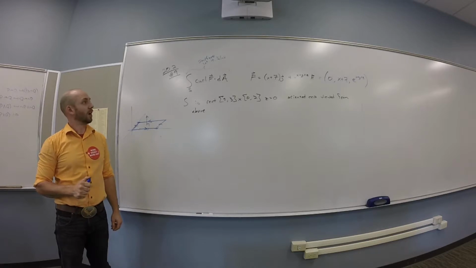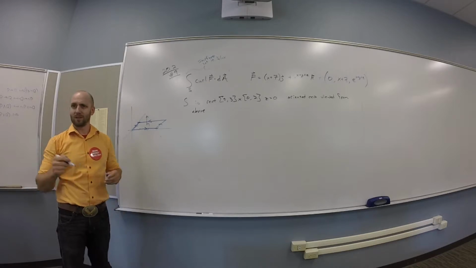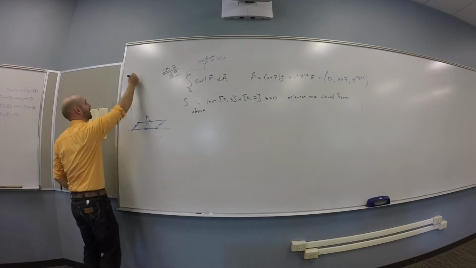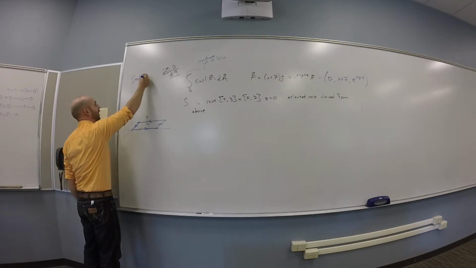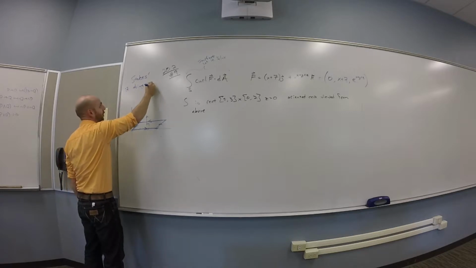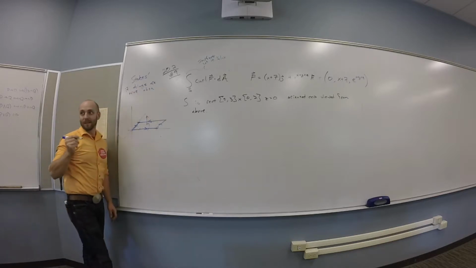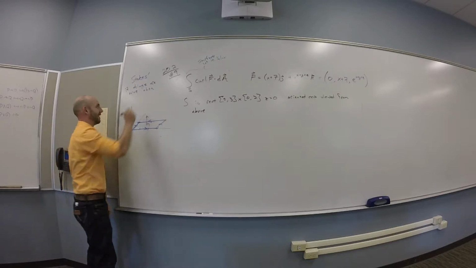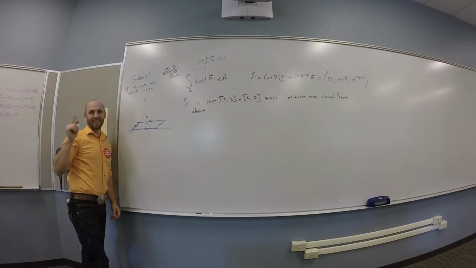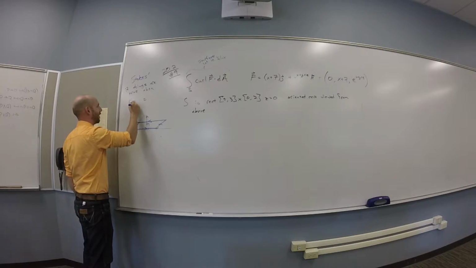So they told me to use Stokes to calculate this. How do I use Stokes? What does Stokes say? If a bunch of things are true, then things are also true: the closed line integral of F dot dr equals the surface integral of curl of F dot dA. So let's write Stokes down.